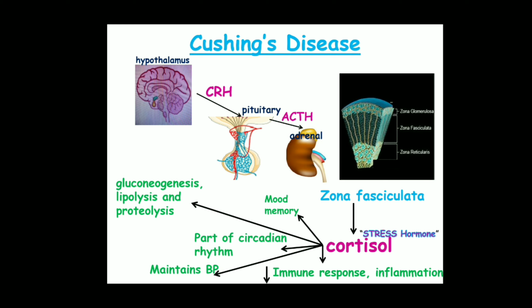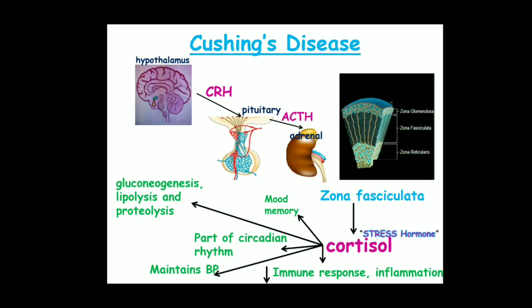And you remember the adrenal gland has the adrenal cortex and medulla, and in the adrenal cortex there are three layers: zona glomerulosa, zona fasciculata and zona reticularis. Remember the acronym GFR. The zona fasciculata is responsible for the secretion of cortisol. You can also call it the stress hormone.